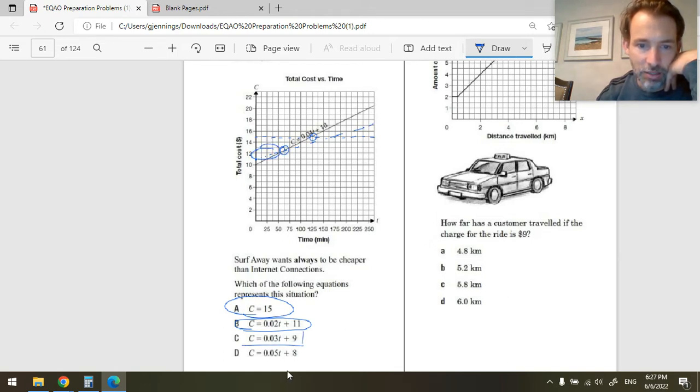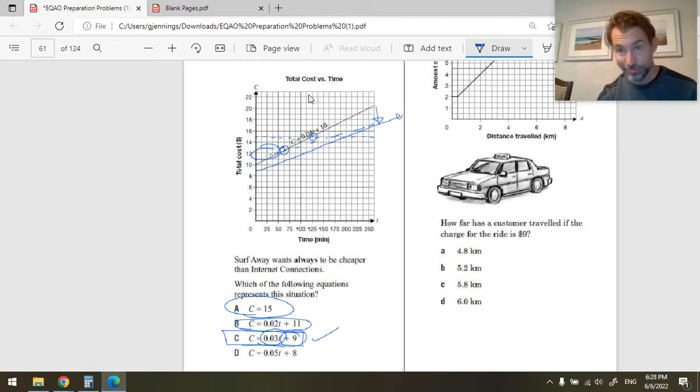This one is correct. They have a lower initial cost by $1 and a lower cost for time by a penny. So this one, C, is correct. It's always lower. It's going to be graphed here and have a lower slope. It's going to be increasing the distance between those two lines as it goes.